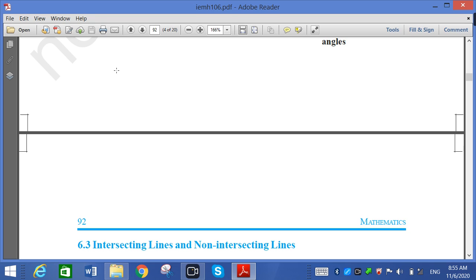In the last lecture we discussed angles, types of angles and some definitions related to angles, that is acute angle, right angle, obtuse angle, afterward vertical opposite angle and adjacent angle. Now today we want to discuss lines.